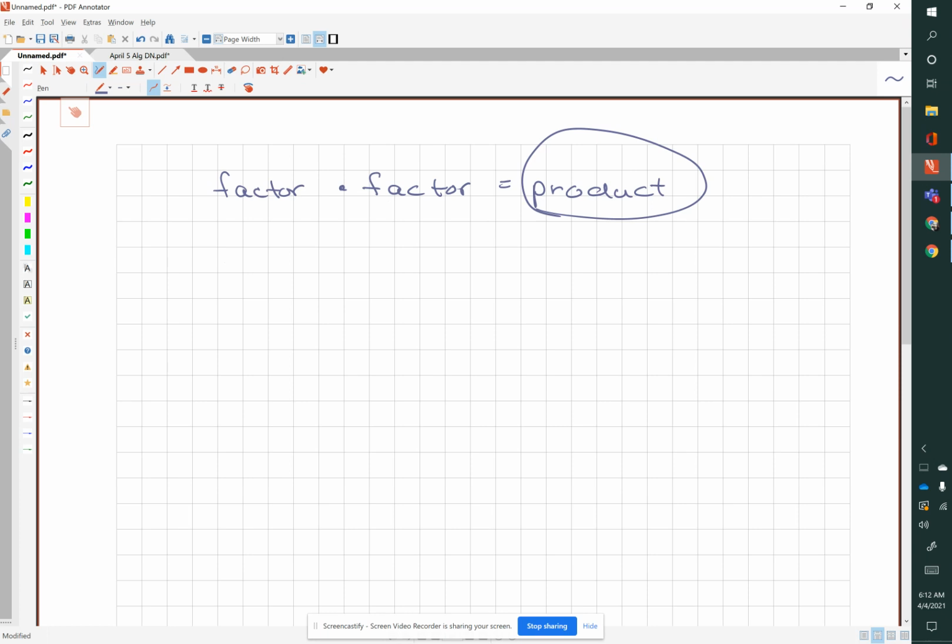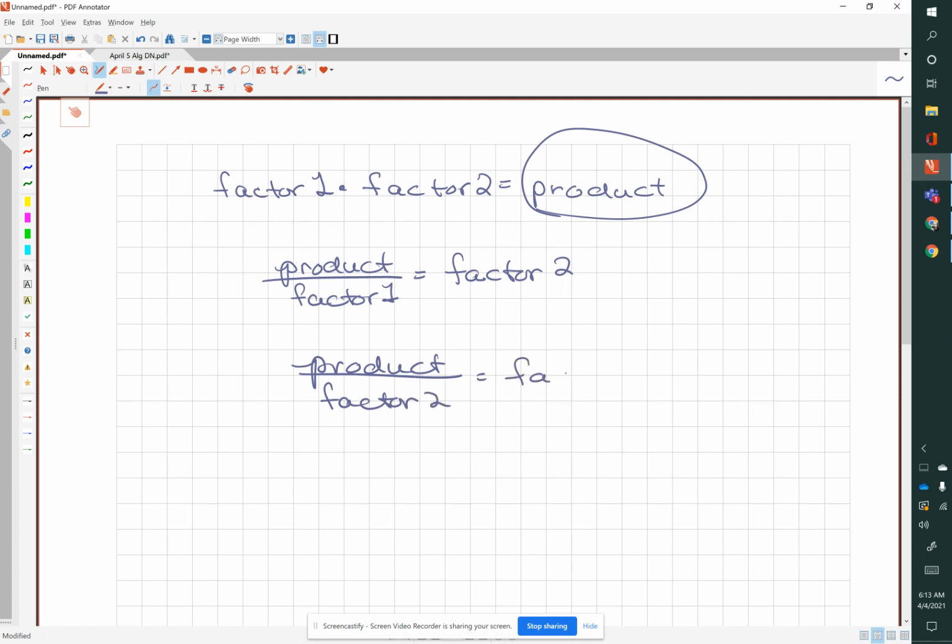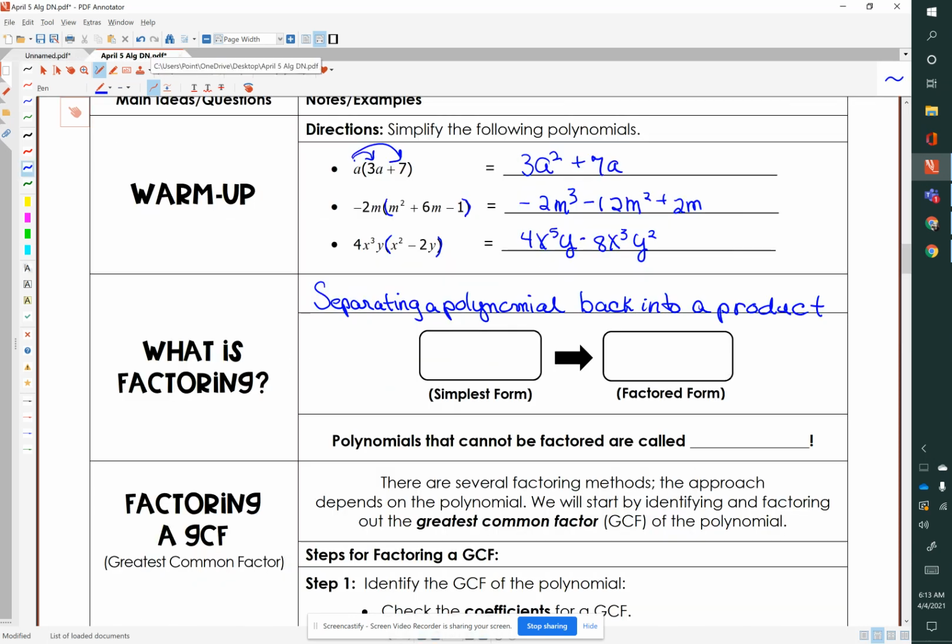If we divide the product by a factor, we will get the other factor, right? So if we were to take a product and divide it by one of the factors, so let's call this factor 1, factor 2. If we were to divide a product by factor 1, we would get factor 2. And if we were to divide a product by factor 2, we would get factor 1. Okay, so just a quick review on how we're using terms.